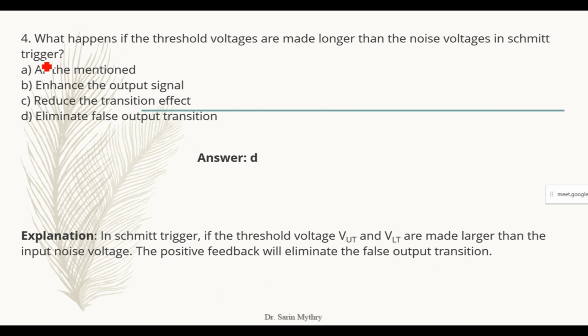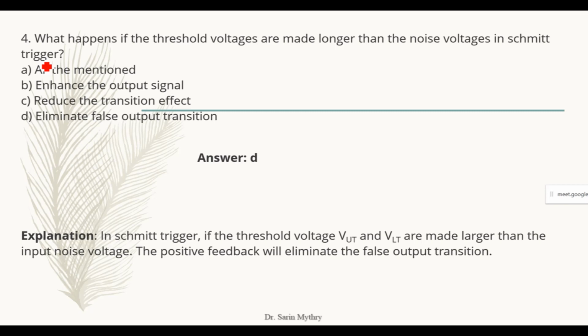Fourth one. What happens if the threshold voltages are made longer than the noise voltages in a Schmitt trigger? What is going to happen if the threshold voltages are made longer than the input noise voltages? Then what is going to happen? If this is the case, then the false output transition will be eliminated with the help of positive feedback. The positive feedback is being used there in order to eliminate the false output transition.